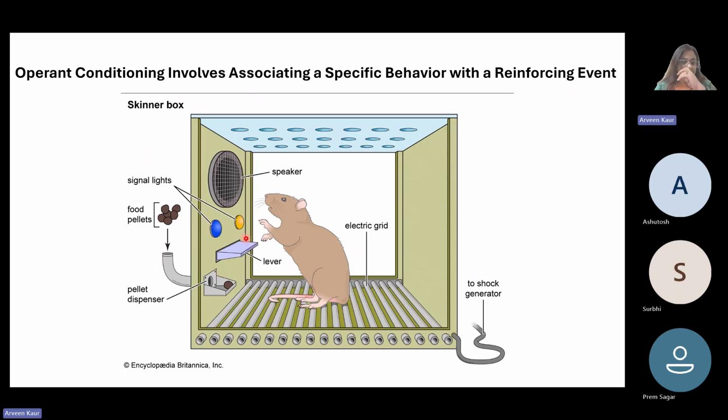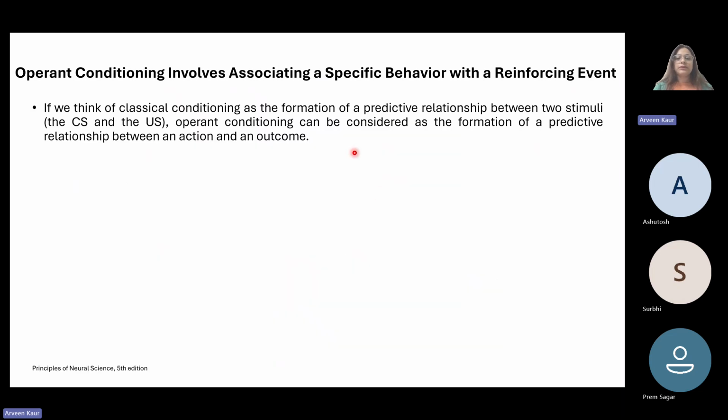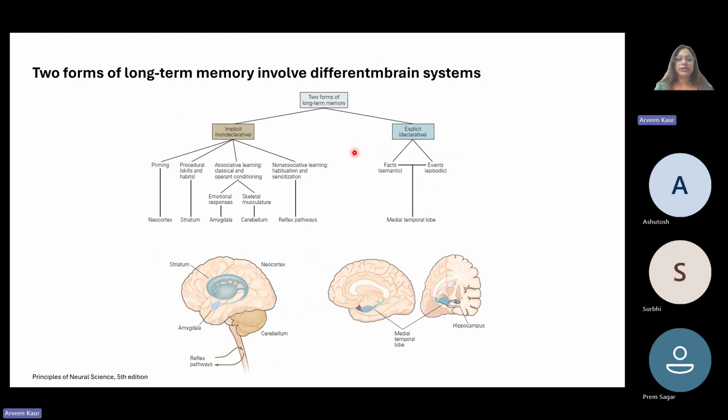If, for instance, the mouse presses the lever when the yellow light is shown, it will receive a shock. But if it presses the lever when the blue light is shown, it will receive the pellet. But how will it know this, right? Nobody is telling this to the dog, to the mouse. So it will have to learn this via trial and error. That is what operant conditioning basically is.